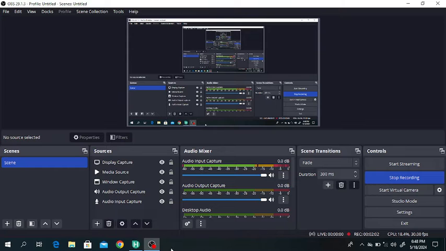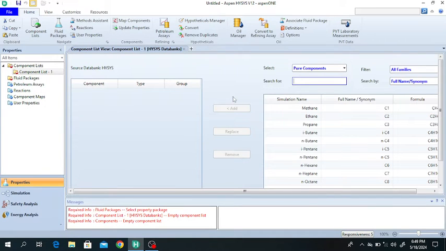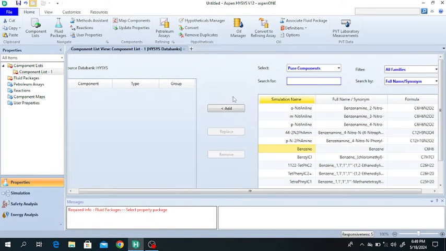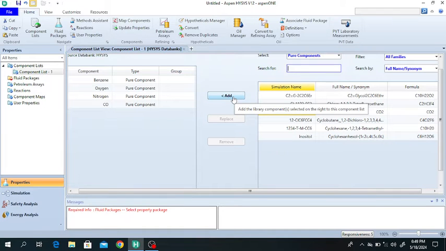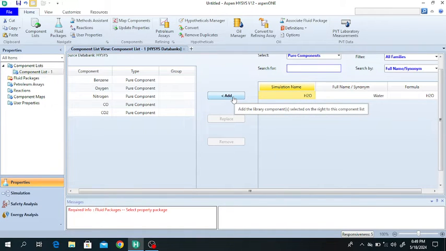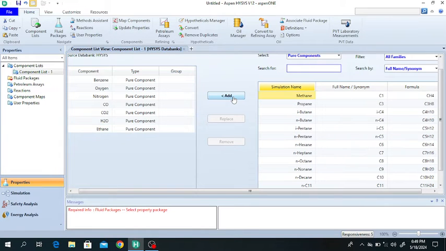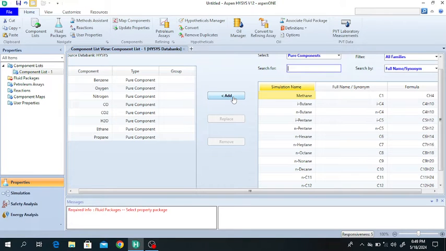So we will discuss the preparation of maleic anhydride from the partial oxidation of benzene with the help of Aspen HYSYS. First of all, we will open Aspen HYSYS and go to the component list. Click on add to add the components. The components are benzene, oxygen, nitrogen, carbon monoxide, carbon dioxide, water, ethane, propane, and maleic anhydride.